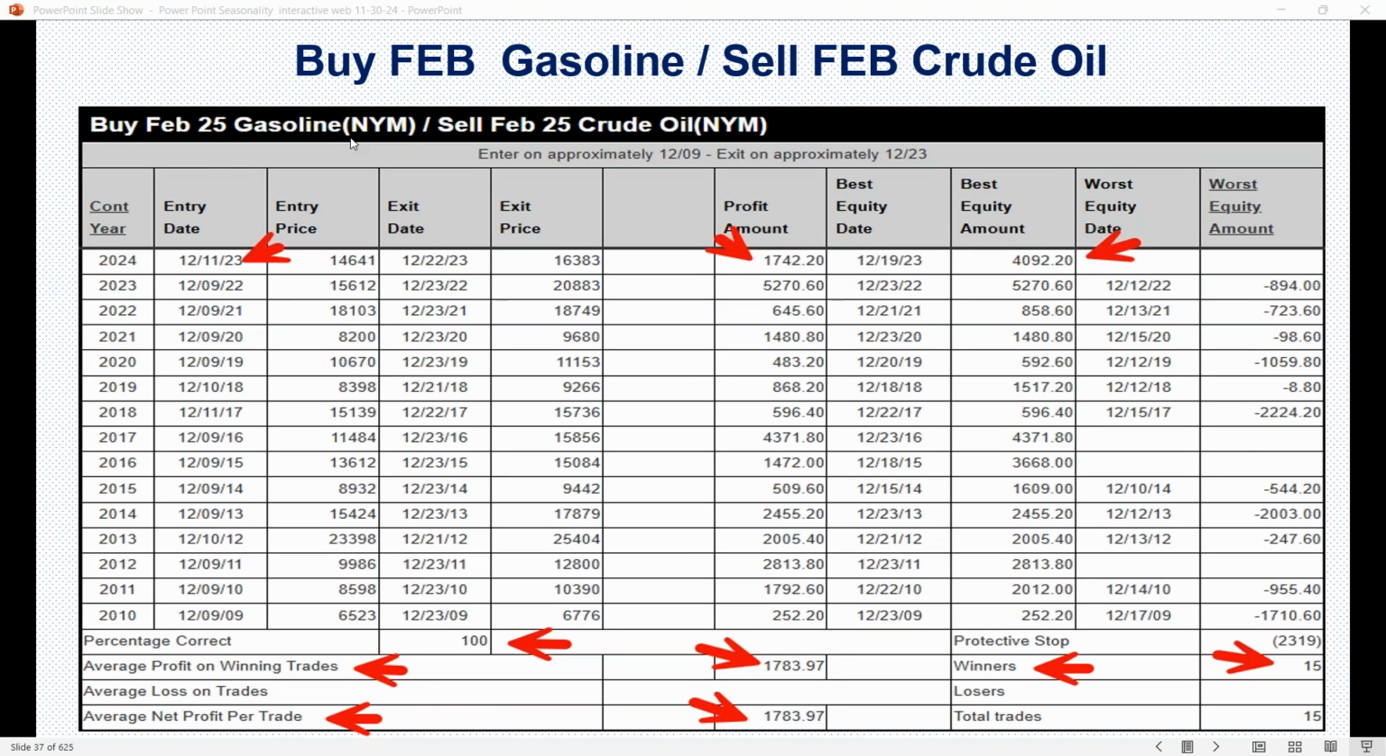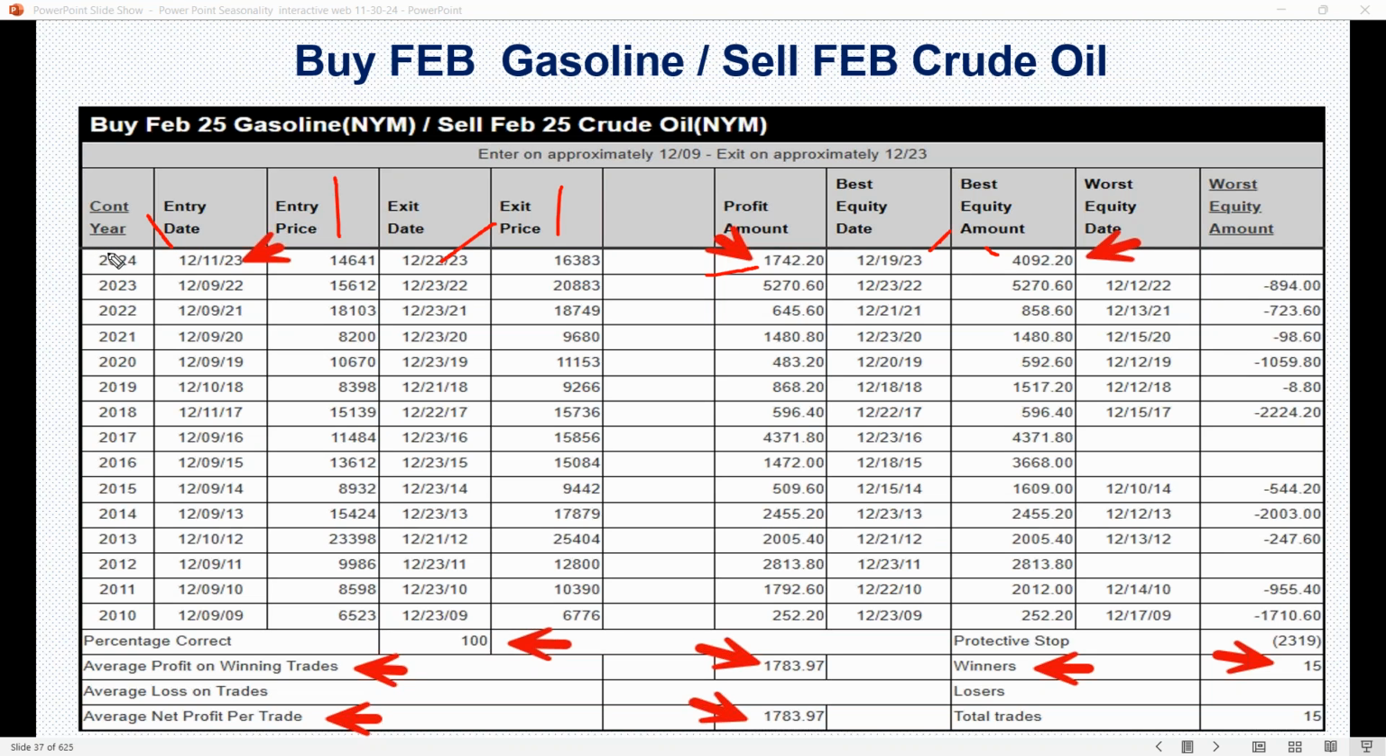Here's a more detailed breakdown of this specific spread trade, or pair trade, if you want to call it that. It marked it getting in in 2023 on the 11th of December, and then out on the 22nd, okay? Here you can see the entry price, exit price. This was up $1,742. It shows you here best equity was on the 19th of December, when it was up over $4,000. So you can go back and look at every year.